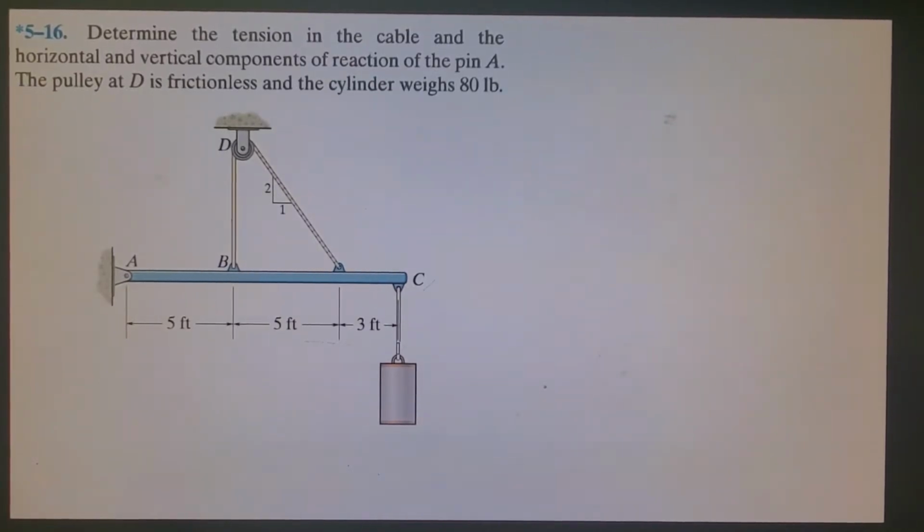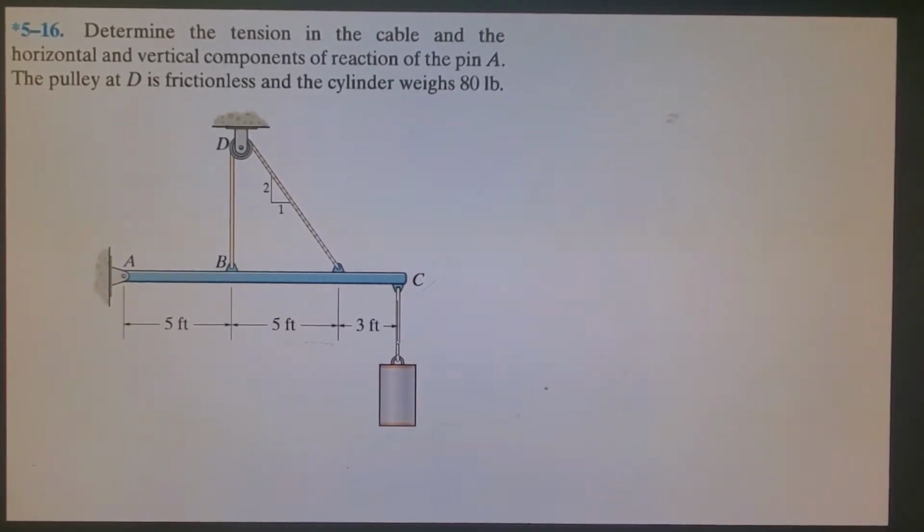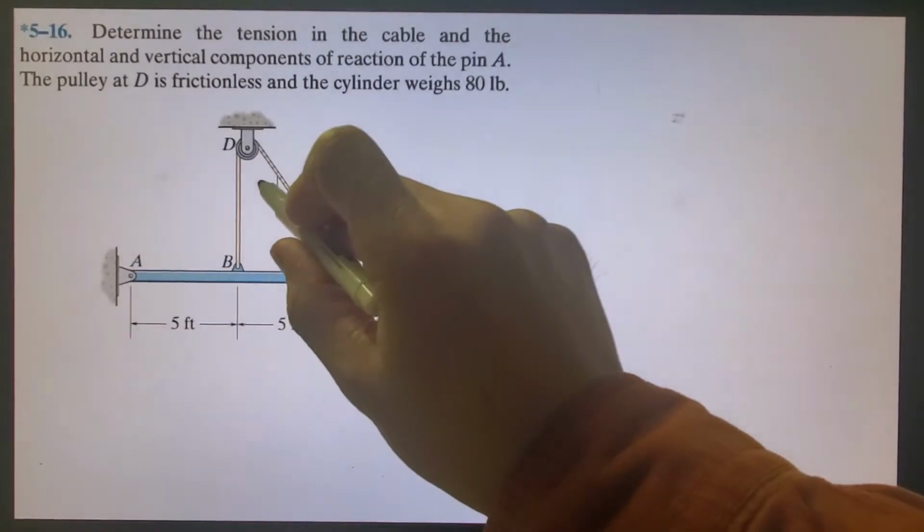This is chapter 5, problem number 16. The lucky number for this problem is 2, number 2, this number here.